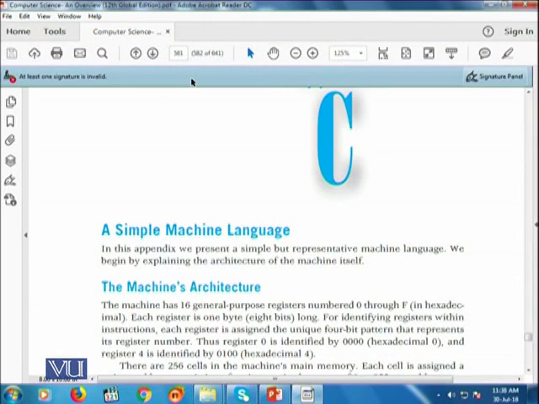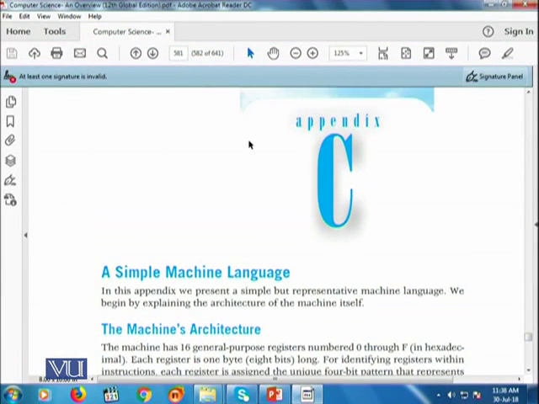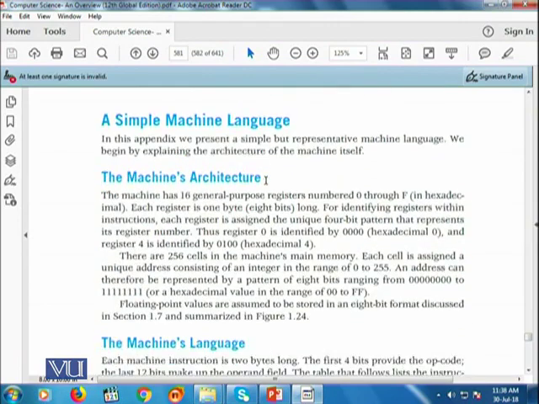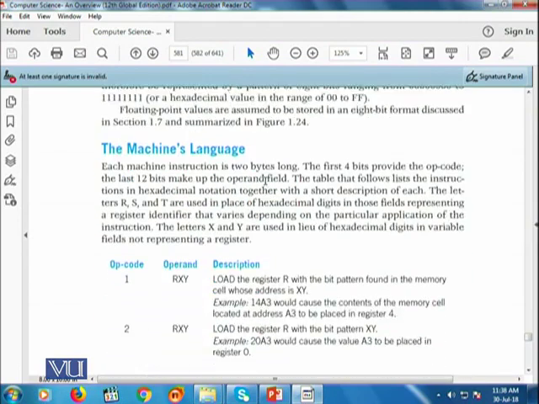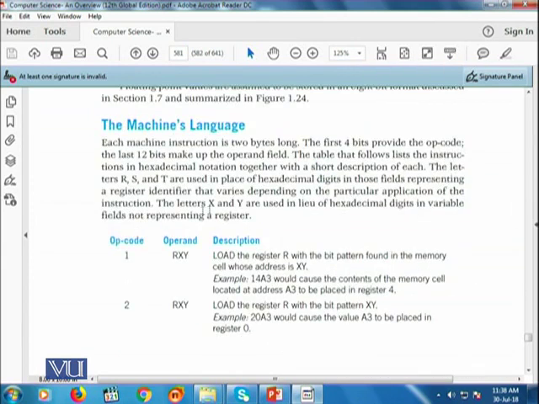I have opened the book page 581 already for you, and it is Appendix C, and this is the machine architecture and machine language instructions that have been defined here. So an instruction in our examples will have 4 bytes. One is the opcode. Opcode means what the instruction is trying to do, and then there would be the operand, that is something on which the operation will be performed.